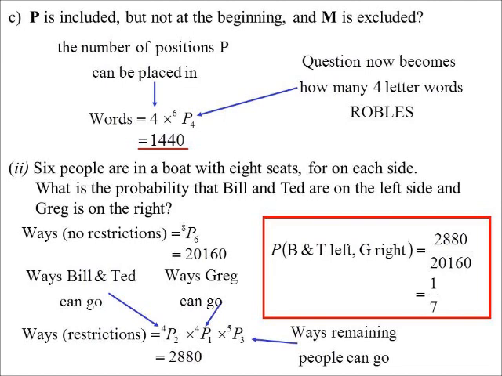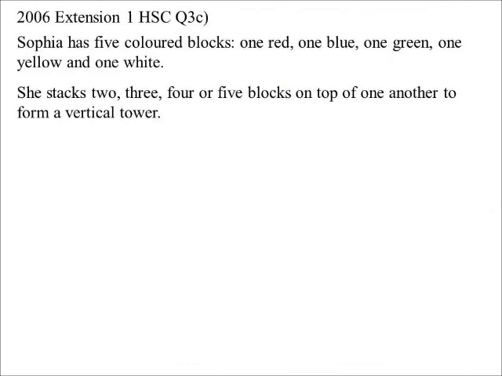1 in 7. Last example. I think this is the last example. Bit more recent. 2006 paper this one came from. Still a fair while ago now. What's that? That's 12 years ago. Sophia has got 5 coloured blocks. One's red, one's blue, one's green, one's yellow, and one's white. Although there is some debate about whether white actually is a colour. Exactly. But for the sake of our question, white is a colour.